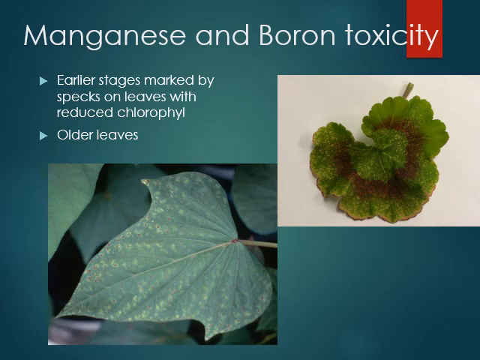So early stages are marked by specks on the leaves with reduced chlorophyll. Now, right off the top, if you're looking at this geranium leaf and you've been doing IPM with Graham, you might say, well, couldn't that be stippling from an insect that's feeding on the leaf? And you'd be right to say that. So obviously, the first thing you're going to do is inspect the leaf, flip it over, look for insects. Are there mites under there?